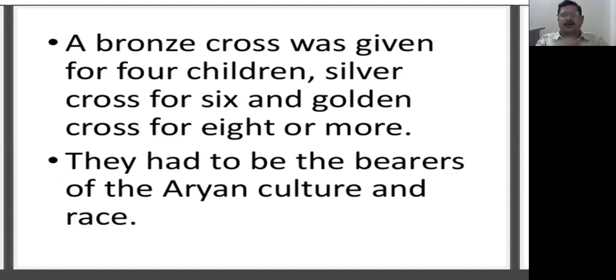A bronze cross was given for four children, silver cross for six, and golden cross for eight or more children. If they gave birth to eight or more children, they were given a golden cross. They had to be the bearers of the Aryan culture and race because Hitler wanted more and more pure German population. So that's why he was encouraging the women, and women were punished if they had any affair or if they married someone from another community like Jews and others.